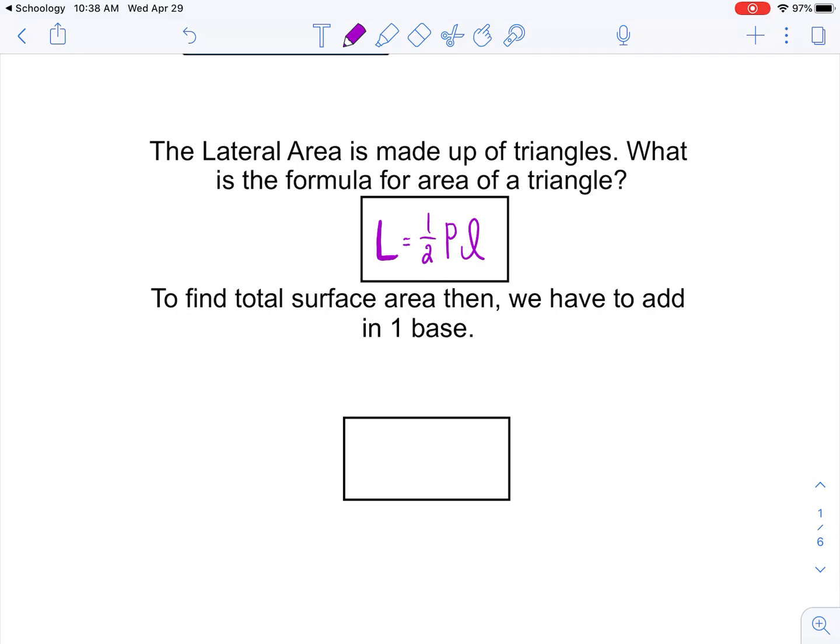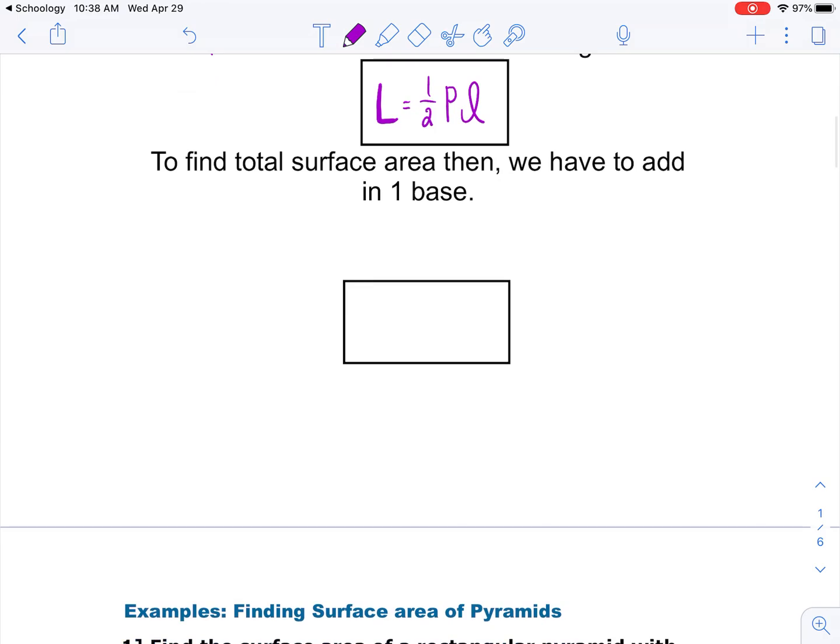I don't know why it says what's the formula for area of a triangle. Well, I know why. It's how I explain the formula for lateral area, but let's not worry about that.